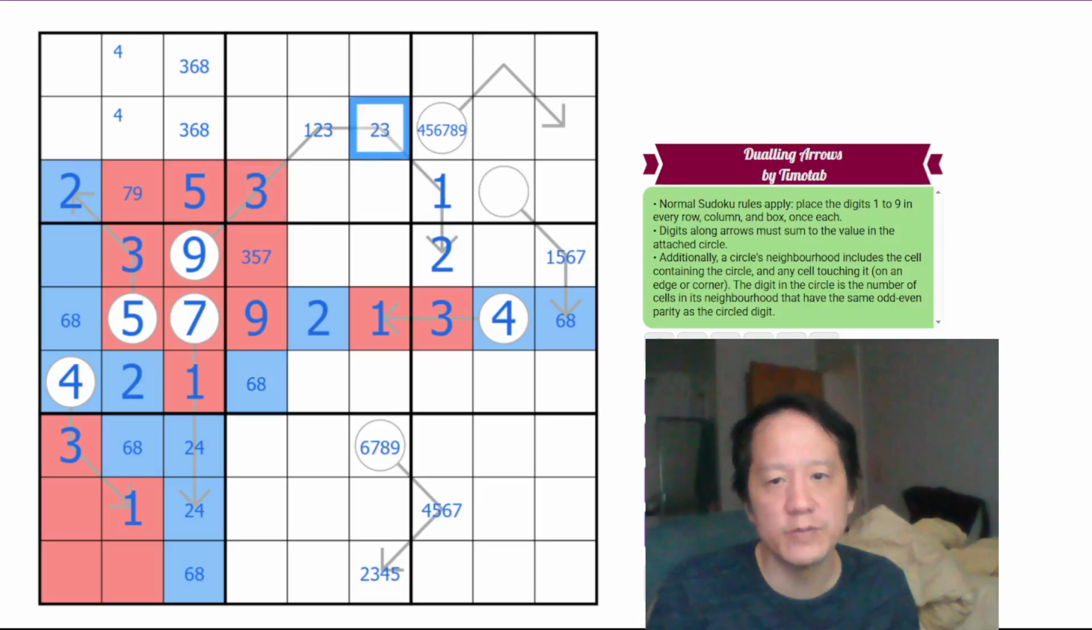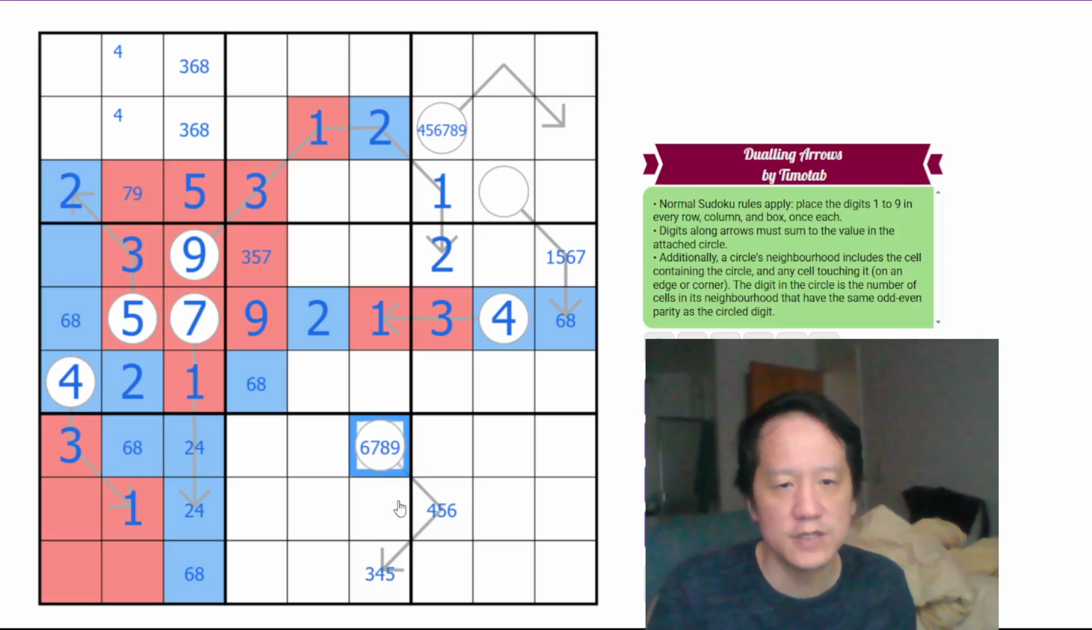This 3 means this can't be 3, so this is 2. That can't be 2 or 3, so this is 1. This 2 is even. This 1 is odd. The 2 eliminates 2 here, so this can never be 7 anymore, and this has to be at least 7, 8, or 9, because it can't be 6, because this is at minimum 3 and 4.